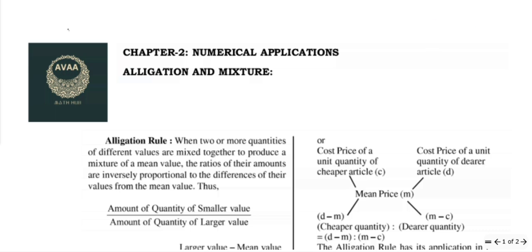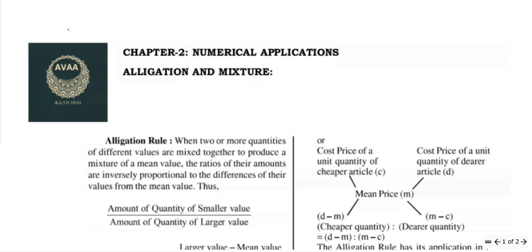From the class 12 CBSE applied mathematics topics, we are going to discuss here afterwards. So it's from Chapter 2, Numerical Applications: Alligation and Mixture. Let's take a look into the concepts and the basic ideology behind this topic.